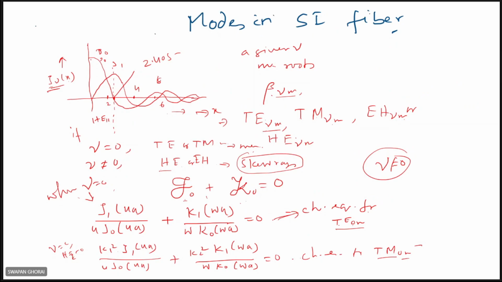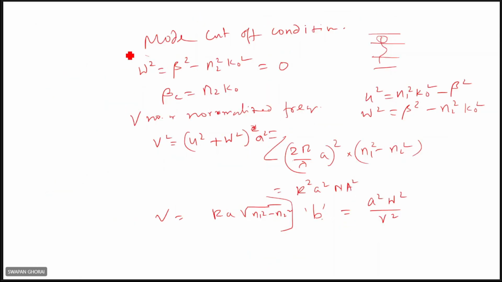Again, in these hybrid modes some degenerate modes will be there, LP modes will be there. Before that, an important thing is the mode cutoff conditions. Suppose a particular mode needs to be absent from the fiber. We have seen that for each mode there is a field tail. If this field tail is 0, then that mode will be absent in the fiber.